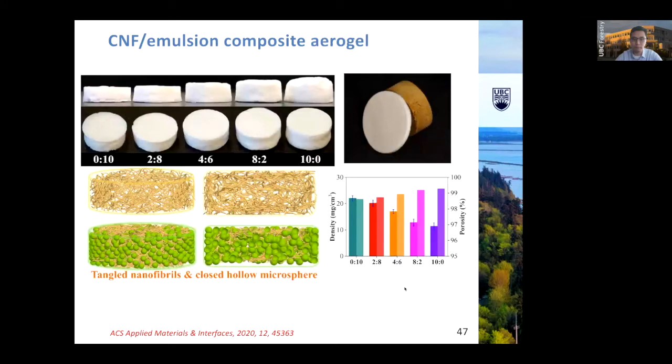So after this we can do freeze drying. Basically what we have here is the all-fiber cellulose aerogel, shown here, and then the fiber entangled with microsphere aerogel. The density is about 20 versus 10 milligram per cubic centimeter, because this has better volume retention. The starting concentration is the same, but because of the better volume retention, it has a lower density.